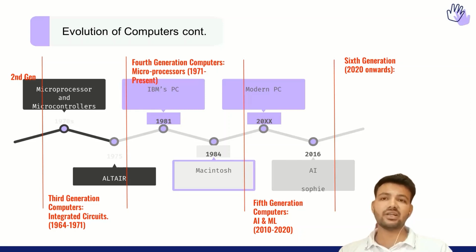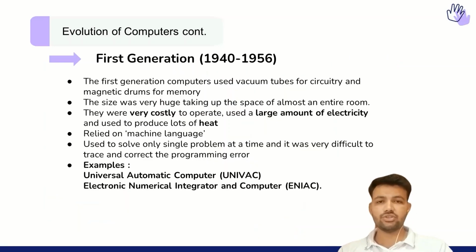And then after that comes the sixth generation, which is 2021 onwards, which comprises more advanced topics like generative AI and so on. So let's have a discussion of each generation. These are very important topics for us to understand. So the first generation starts from 1940 and it goes till 1956.